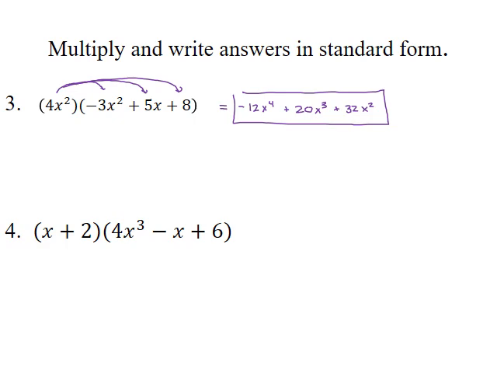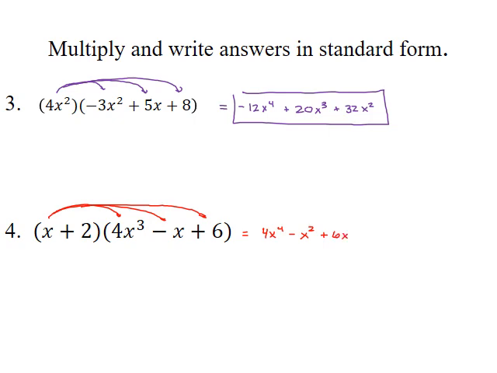Now, where you have to be careful is what if both polynomials have more than one term? Well, that just means you're probably going to have to distribute more than once. So let's do this one step at a time. What if you have something like x plus 2 times 4x cubed minus x plus 6? First thing I'm going to do is take just the x and multiply the x by everything. I'm going to do this part in red. So if I multiply everything on the right by an x, you should get a 4x to the 4th, a minus x squared, and a plus 6x.